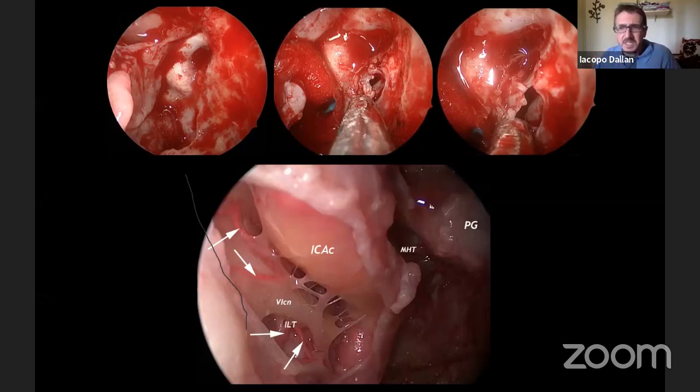And you say, oh, what is the meaning of that? Well, simply the fact that if you damage these fibers, you have a Claude Bernard Horner. The patient has ptosis, miosis. So anatomy is the alphabet. But the surgical application makes this much more interesting, and you are able to fix in your mind this detail.